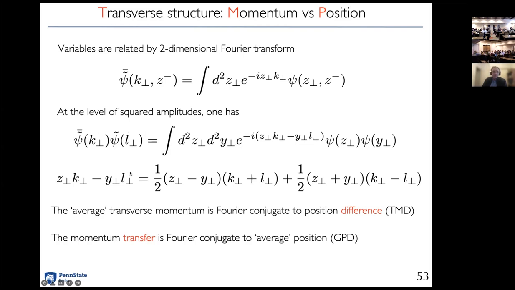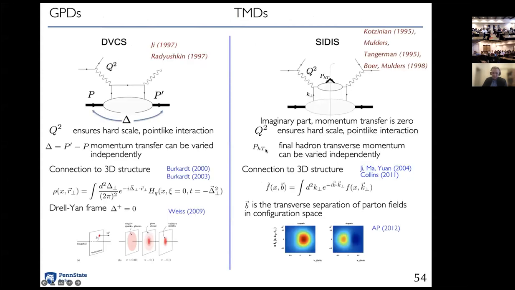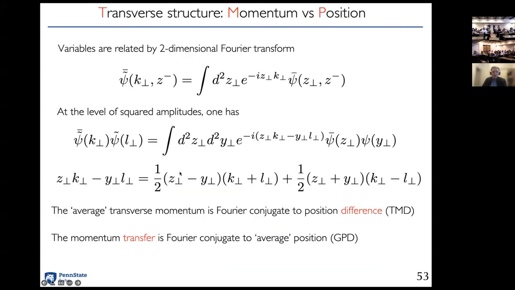Okay, so now by virtue of mathematics, we can rewrite the combination z perp k perp minus y perp l perp as 1/2 of z perp minus y perp times the sum of the momenta plus 1/2 of the sum of the positions times the difference of the momenta. So that's the crucial thing that is happening here.